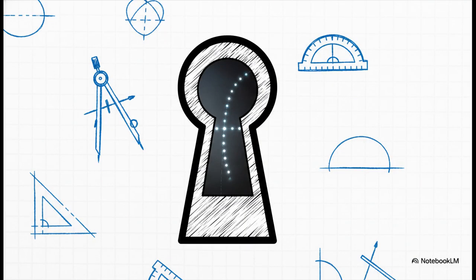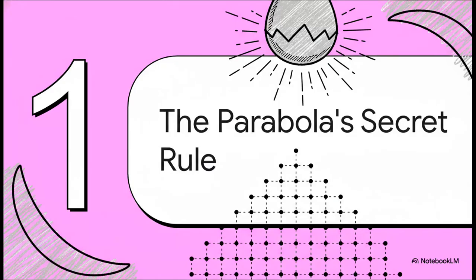Because what if I told you that every single point on that perfect curve is placed there by an elegant, unchangeable rule? It's kind of like a secret code that dictates its exact form. And that is exactly what we're going to do today. We are going to crack that code. Let's reveal the fundamental principle that truly defines what a parabola is.